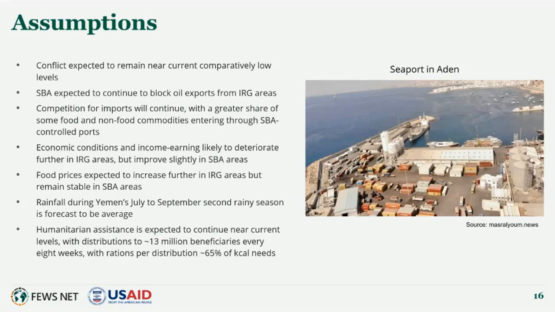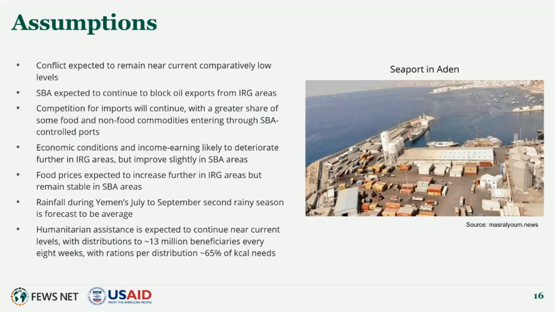And while importation supply chains are highly complex and changes are difficult to anticipate, we do expect that some further shifts in importation supply chains are likely to occur, characterized by a greater share of certain food and non-food commodities that are ultimately destined for SBA-controlled areas being redirected from IRG-controlled seaports to SBA-controlled seaports. And this expectation is based on the measures taken by the SBA to pressure traders alongside shifts that have already been observed for specific commodities such as cooking oil.